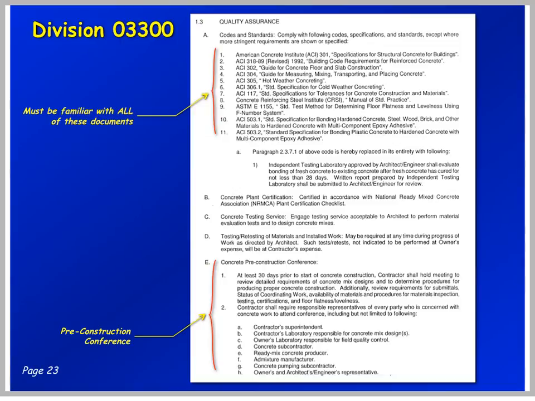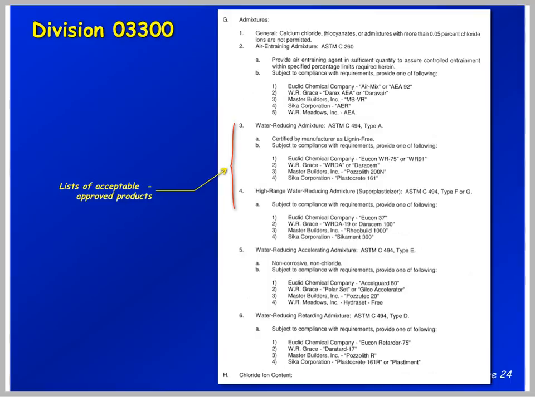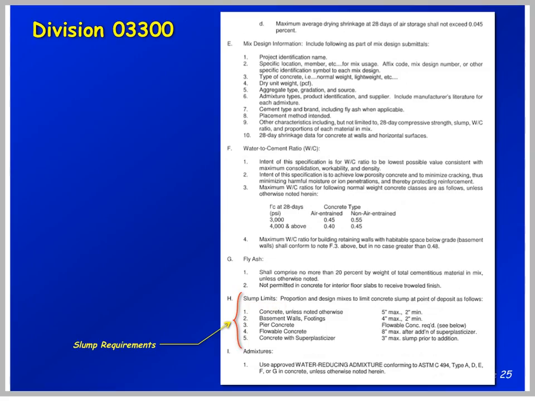And continuing on, Concrete Pre-Construction Conference. There's a lot of stuff here that you have to be aware of and will have to perform when you come to the pre-construction meeting. Continuing on, here's your list of all the different acceptable products that can be used on the project. Slump requirements can be found usually in 1 or 2 places, here in the specifications or sometimes listed on the general notes page of the structural documents, which we'll see later in the training video.